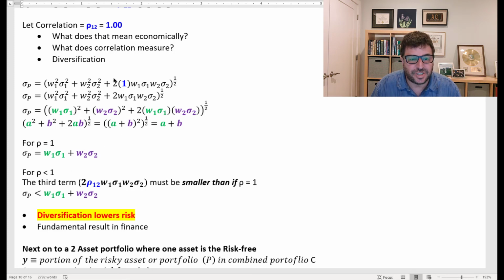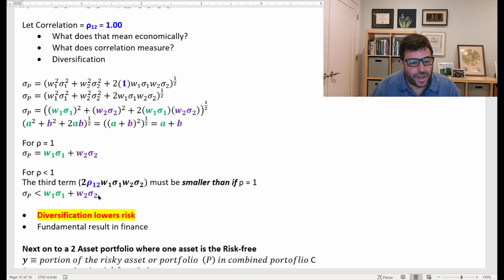But now let's examine this third term. This is where the correlation coefficient hits. The maximum amount the correlation coefficient can be is 1. It can't be any greater than 1. If it's less than 1, then it must be the case that this term is actually smaller than if it were 1. And so therefore, if rho is less than 1, if there is some diversification, remember rho equals 1 is no diversification, rho less than 1 means some diversification, then the risk is actually less than the weighted average.